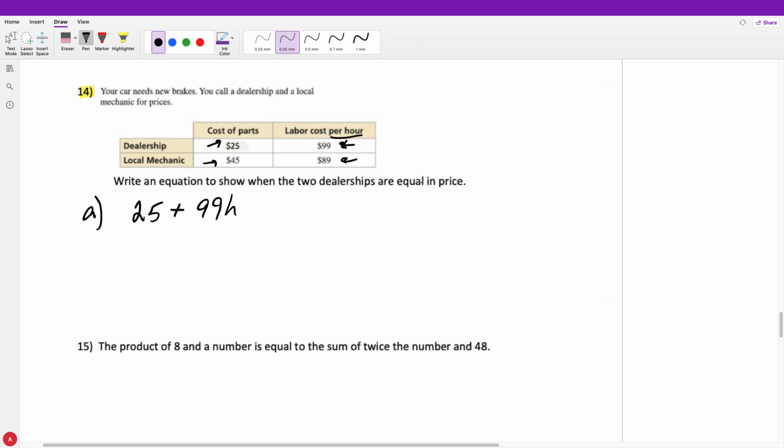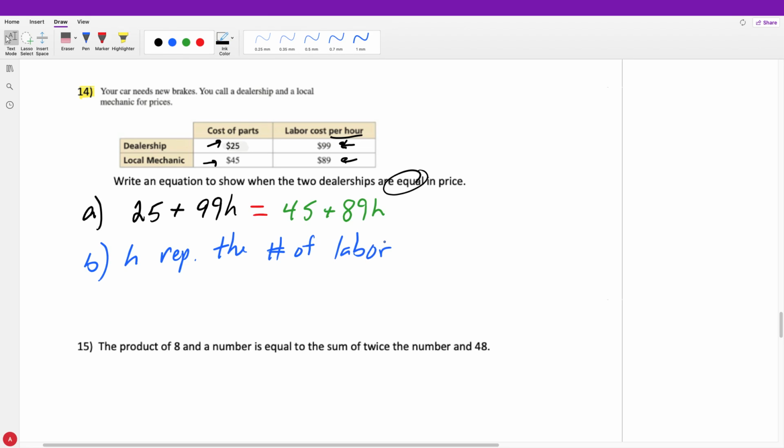And it says when they are equal in price, so that means that we're just going to create an equation that makes them equal. So that is dealing with the dealership. And then the local mechanic, we know that the cost of the parts is $45, so no matter how many hours they work, it's already going to be $45. And then they're charging $89 per hour, so it'll be plus 89H, right? And then from here, we're going to define our variable. Well, H in my case represents the number of labor hours, so the number of hours that they take to fix your brakes.